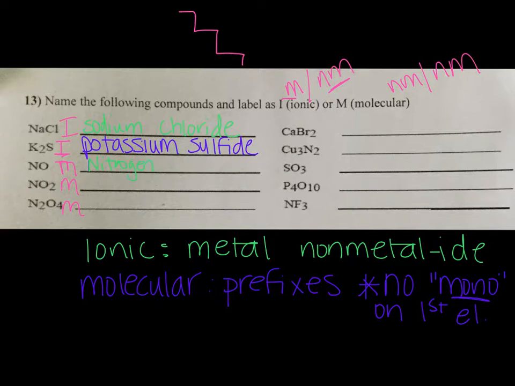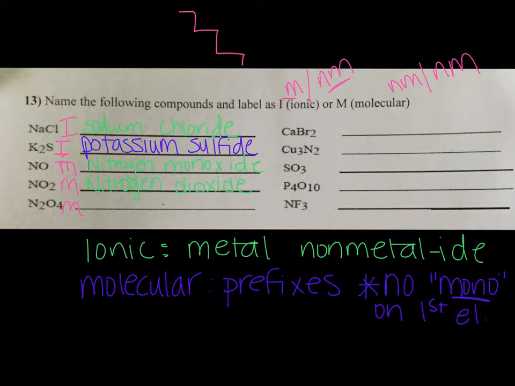We have one O, so I'm going to say monoxide. Make sure you look up your different prefixes. That's an easy Google search. Just write them down on your own. Okay. The next one we've got is nitrogen dioxide.